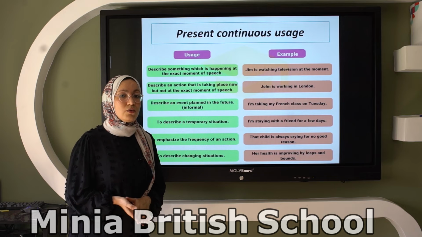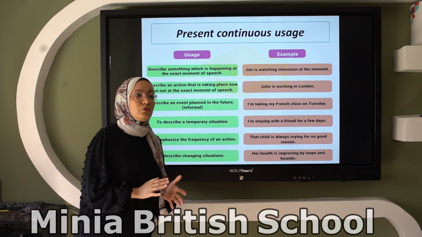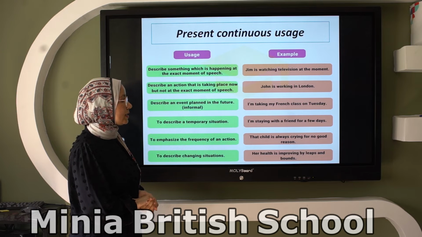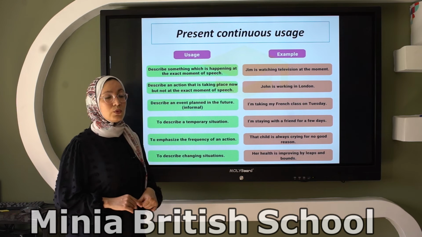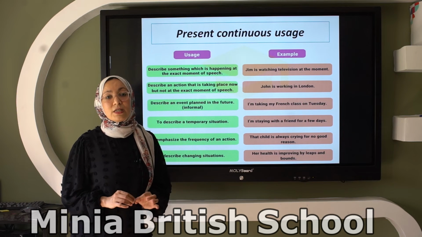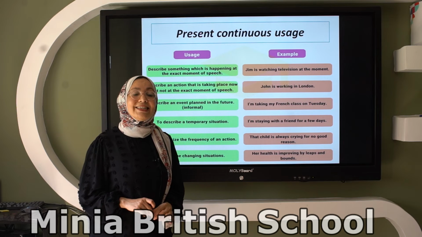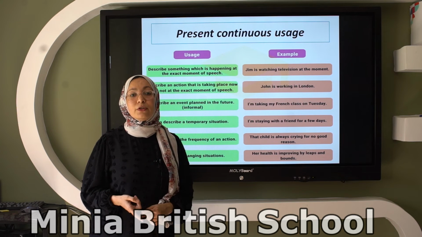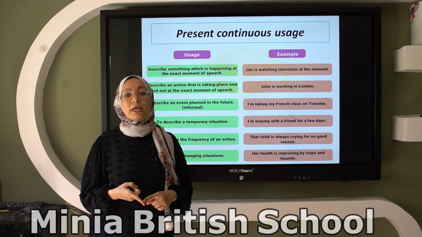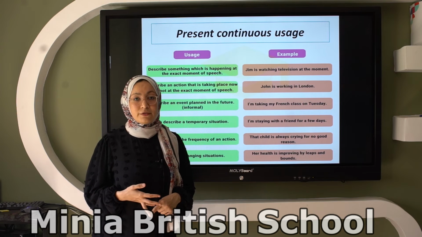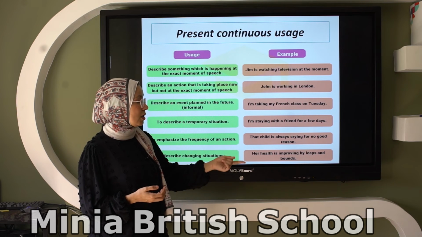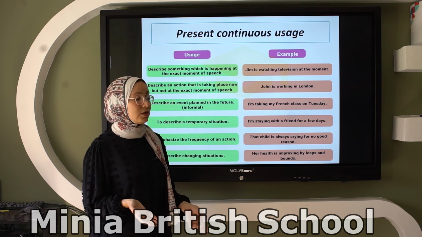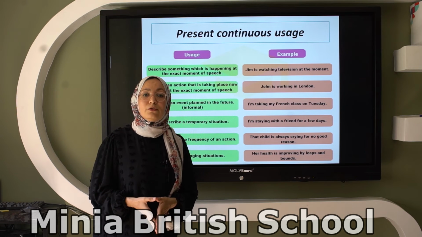So you're staying with a friend for a few days and you're going to get back to your home after your stay. To emphasize the frequency of an action, especially if this action is annoying or irritating. In this case we can use adverbs of frequency like always, constantly, and forever. For example, a child is always crying for no good reason. Here we use always, and you said that always is an adverb of frequency for present simple.